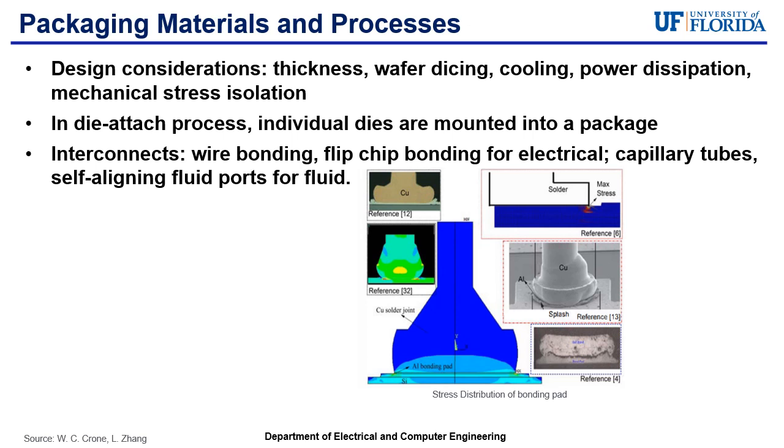Within the die attach process, individual dies are mounted into a package. Electrical interconnects are typically wire bonding and flip chip bonding, while the fluid interconnects are typically capillary tubes and self-aligning fluid ports. The figure below shows one of the design considerations, stress, in one of the electrical interconnects, wire bonding. There it can be seen that the stress is fairly balanced around the contact point.